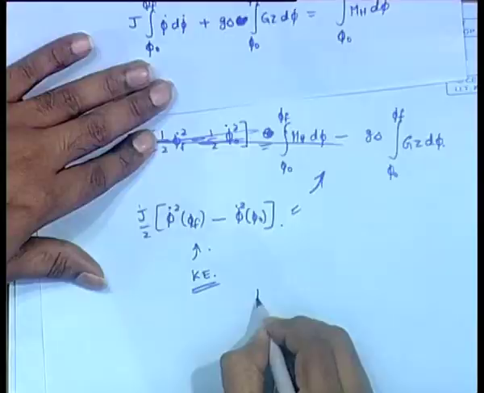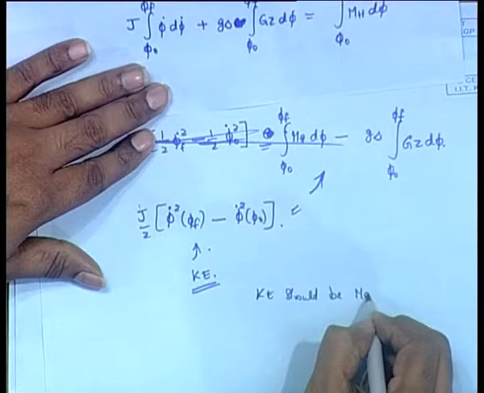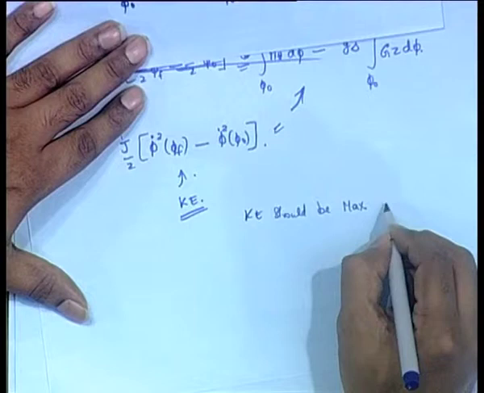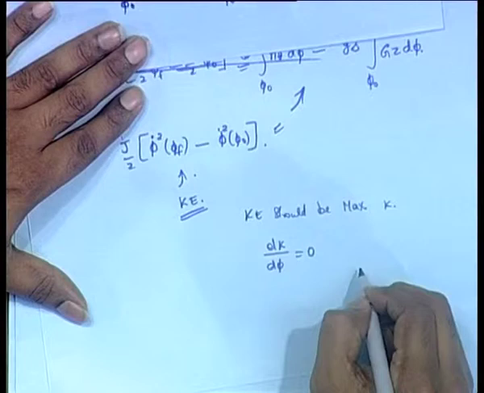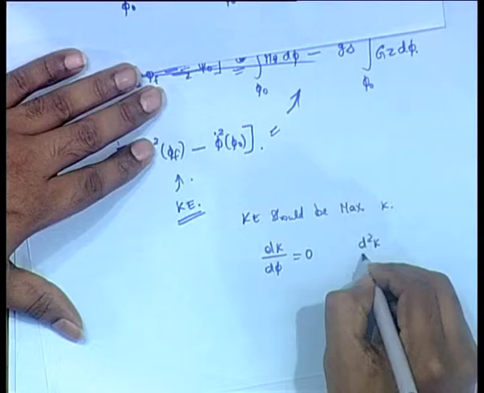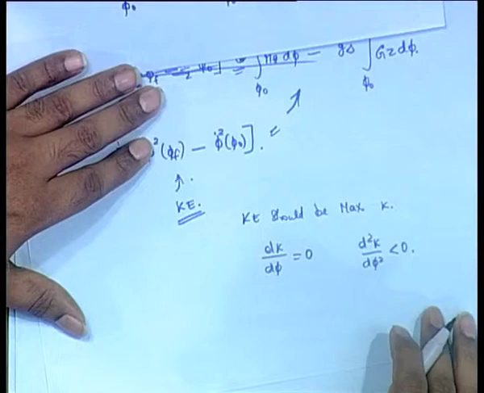Your kinetic energy should be maximum. That means, if k is the kinetic energy, then dk by d phi should be equal to 0. When kinetic energy is maximum, I am saying dk by d phi should be 0, and d square k by d phi square should be less than 0. This is the condition for maximum kinetic energy.